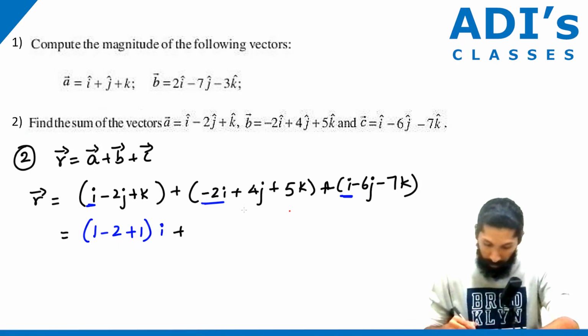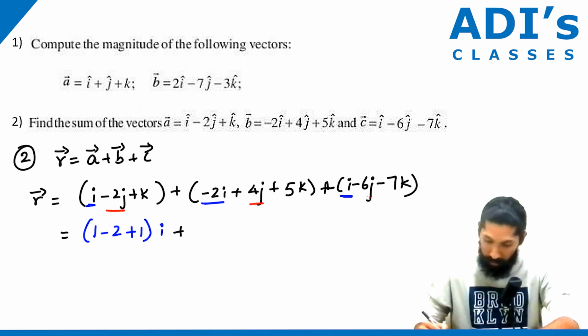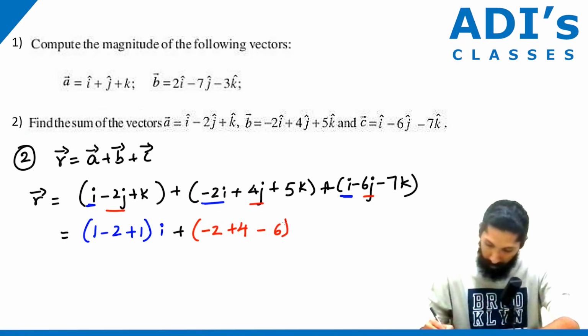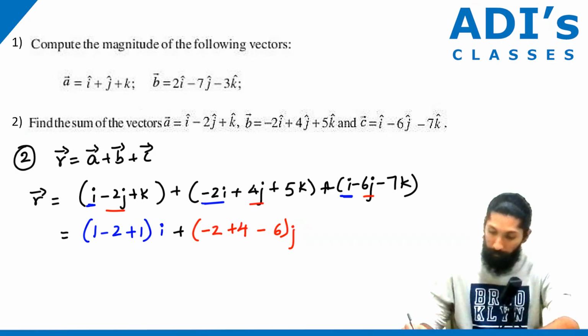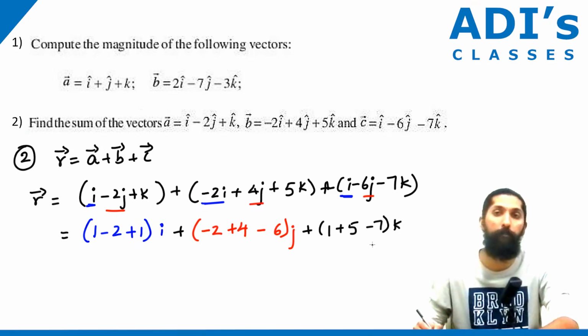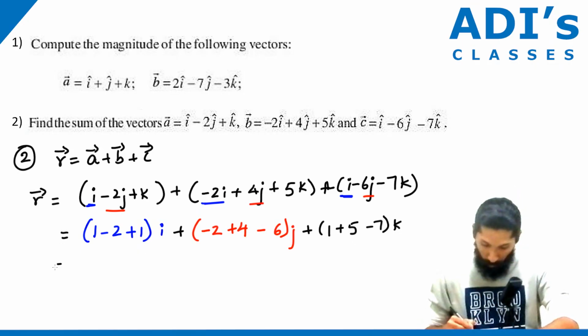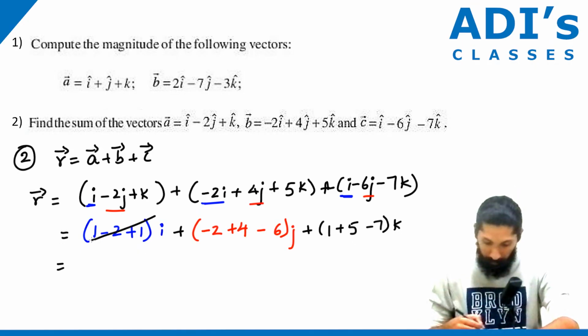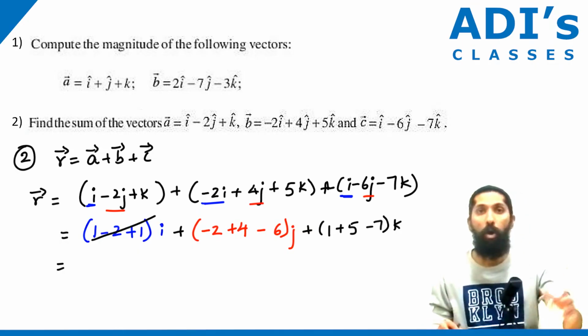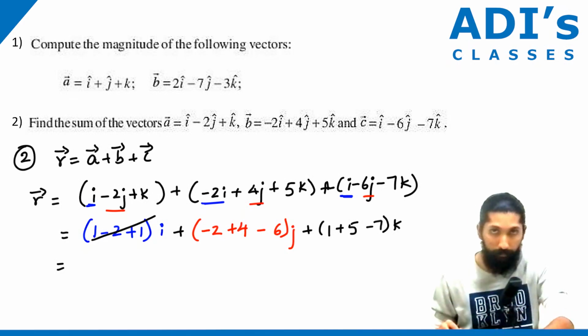Next you have to do for j, see j, j and j. Minus 2j, minus 2 plus 4 minus 6, j cap. Then finally for k, plus 1 plus 5 minus 7, k cap. Correct? 1 minus 2 plus 1, so this entire thing becomes 0. There is no i term at all. So 0 i, or even if you do not write it, it's okay.